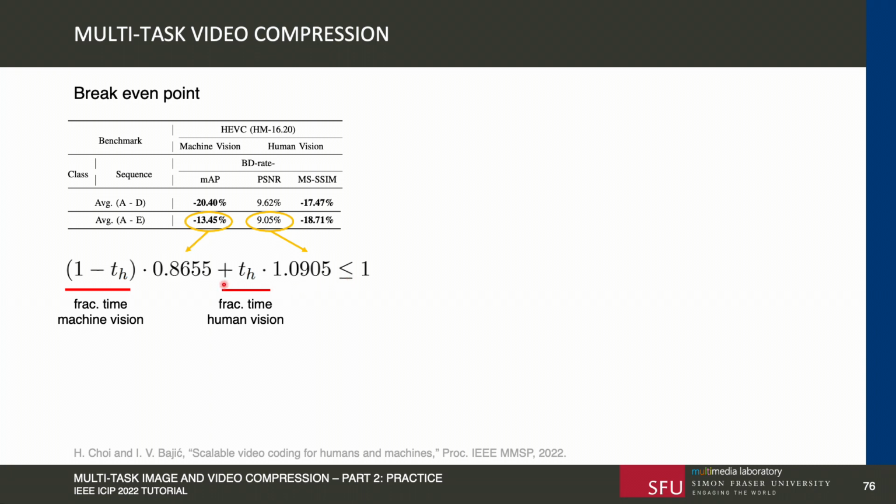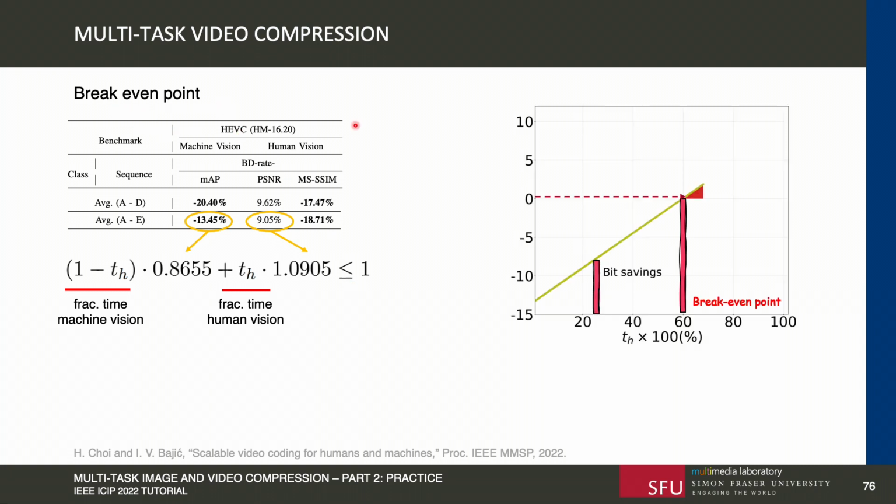So gains are achieved so long as the left-hand side of the equation is less than 1. And so the value of T sub h at which the left-hand side becomes equal to 1, that's what we call the break-even point. And the illustration is here in the animation on the right, which kind of shows that your bit savings get reduced as the fraction of time that human viewing is needed increases, and at some point you end up having overall net bit increases.